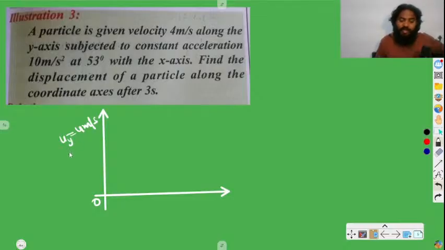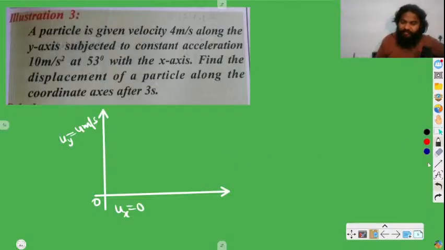Initially they gave velocity along the y-axis only. Initial velocity along the x-axis is 0. Okay, now what they said is the particle is subjected to a constant acceleration of 10 meter per second square, which means the acceleration is in this direction.